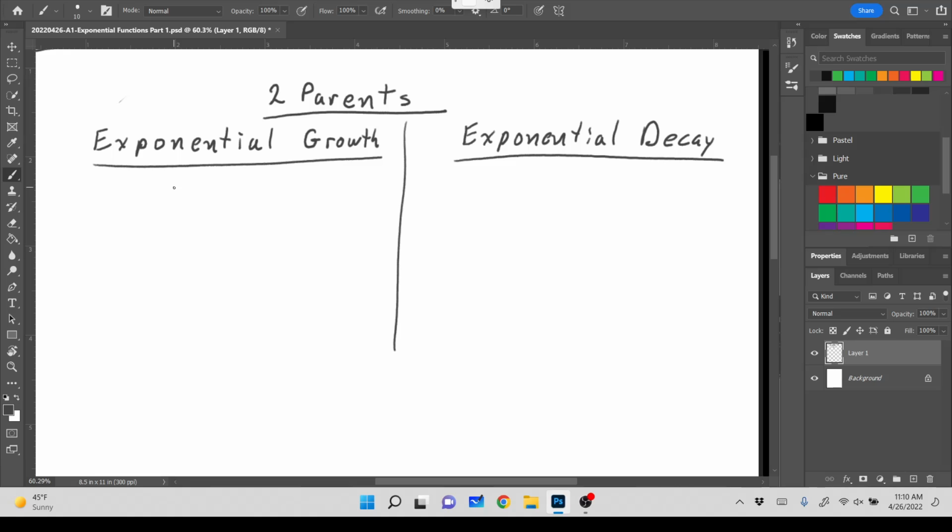Exponential growth has this form. f of x equals a times b to the x, where a is greater than 0, and b is greater than 1.